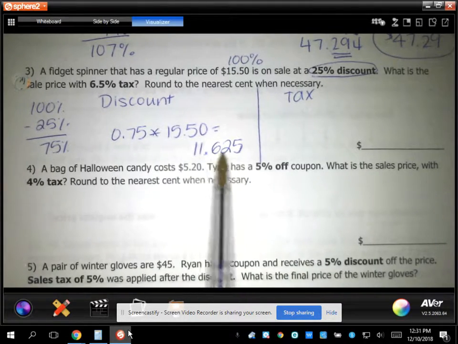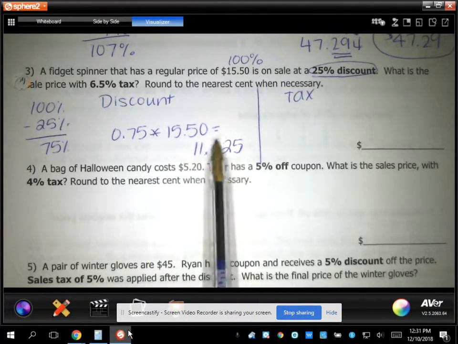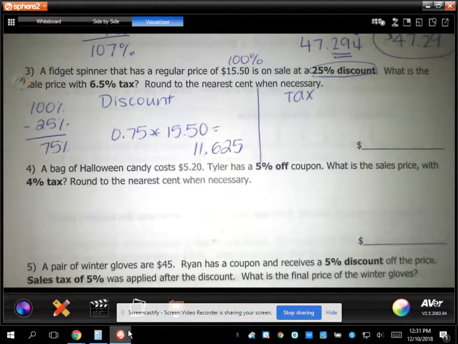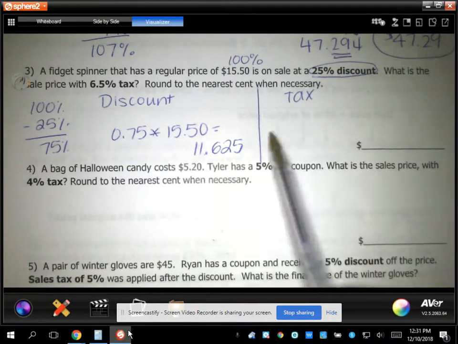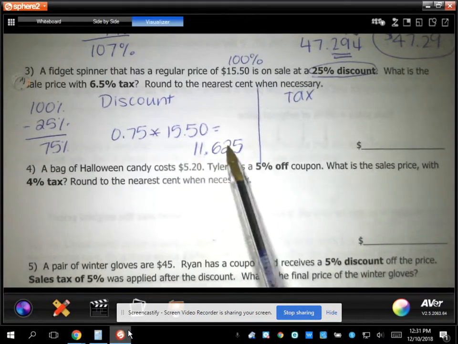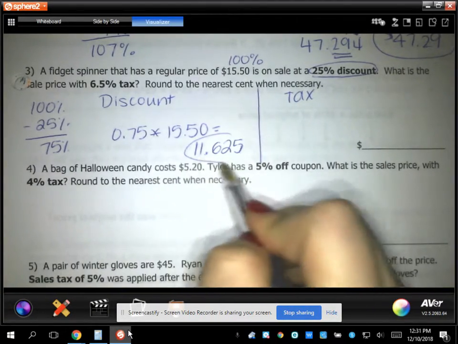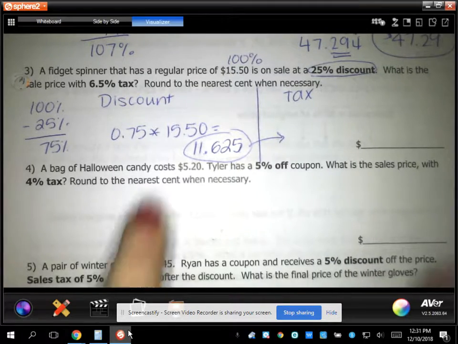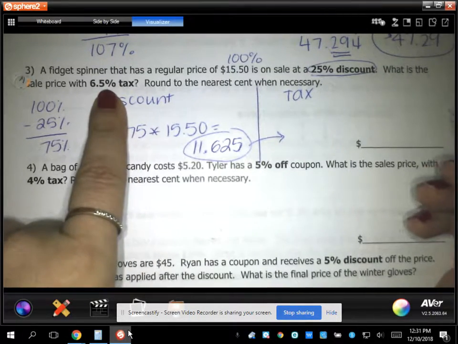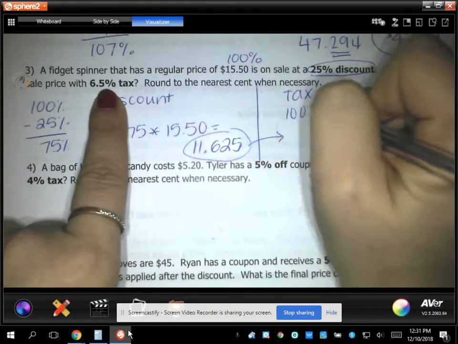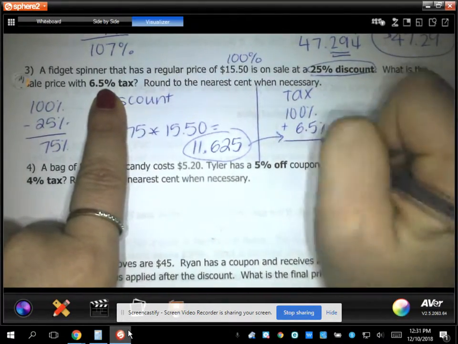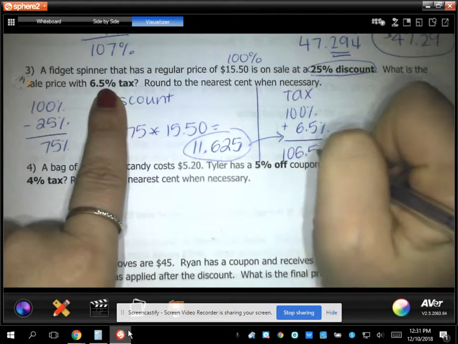Now, do not round this at this step. A lot of you guys might want to say, isn't this $11.63? Don't round it yet. We can't round until we get to the last step of the problem. So you're going to bring this whole thing over and you're going to find tax of that number. So what's the tax if it's 6.5%? So I'm going to have to pay 100% of this price and 6.5% extra, which is 106.5%.